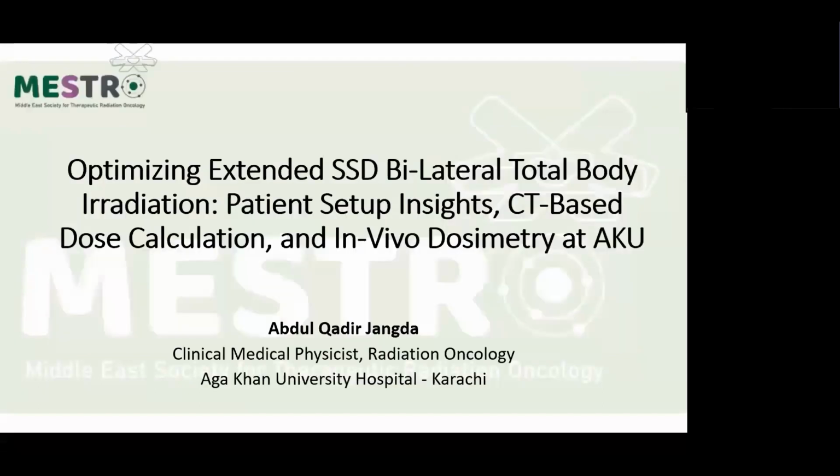So my topic is not about the state-of-the-art technology and systems of today, but more about conventional therapy, which is total body irradiation. But there is always room for improvement in all the technology we have been using so far. So what we have done in this TBI technique is look at how we can improve and optimize it.